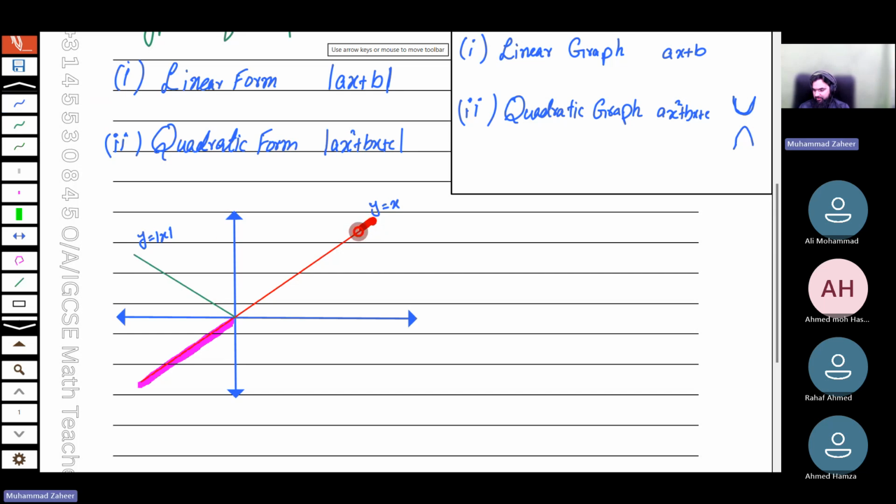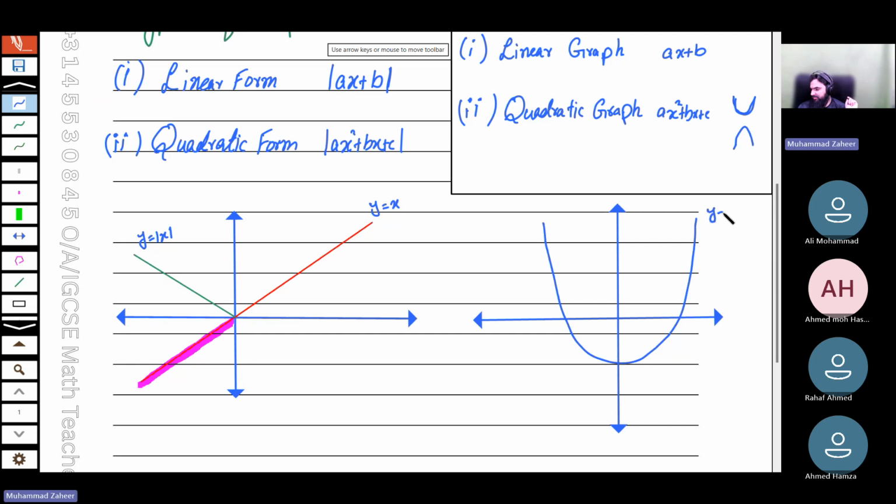Now the graph will become like this. This is the modulus graph. In this one, all the values are always positive. The positive values stay the same, but the negative values become positive. In the same way, for example, if you have a quadratic graph, let's say the quadratic graph looks like this.